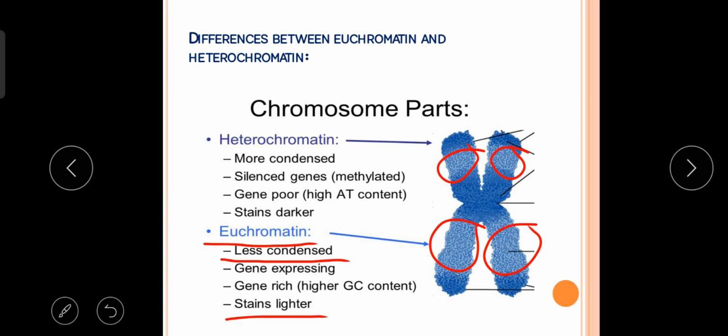And what is the importance of this euchromatin? In euchromatin, the DNAs are always transcriptionally active. That means all the DNA present in the euchromatin are transcriptionally active. That means from the DNA different types of RNA can be formed, and from different types of RNA the different types of polypeptide or protein molecule can be formed in the cytoplasm of the cell.